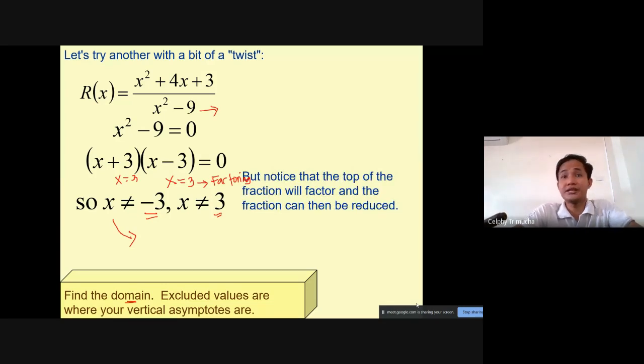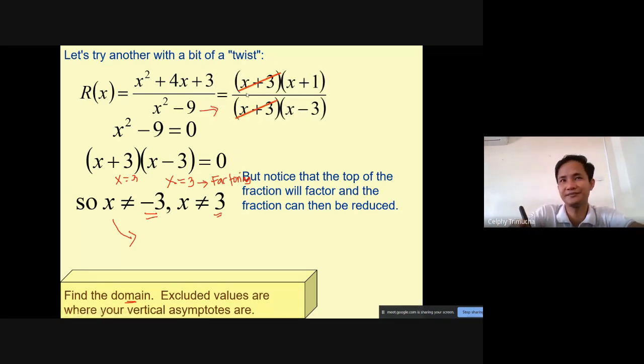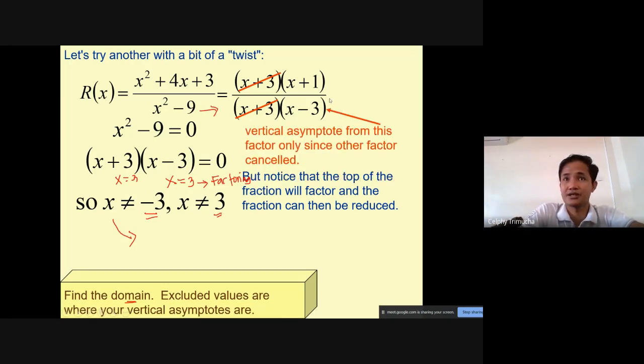Okay, but notice that the top of the fraction will factor and the fraction can then be reduced. Okay, so we have x plus 3, so pwede natin ma-factor ang sa babaw, x plus 3 times x plus 1, and we have x plus 3 times x minus 3. So we have a vertical asymptote from this factor only since other factor will be cancelled.